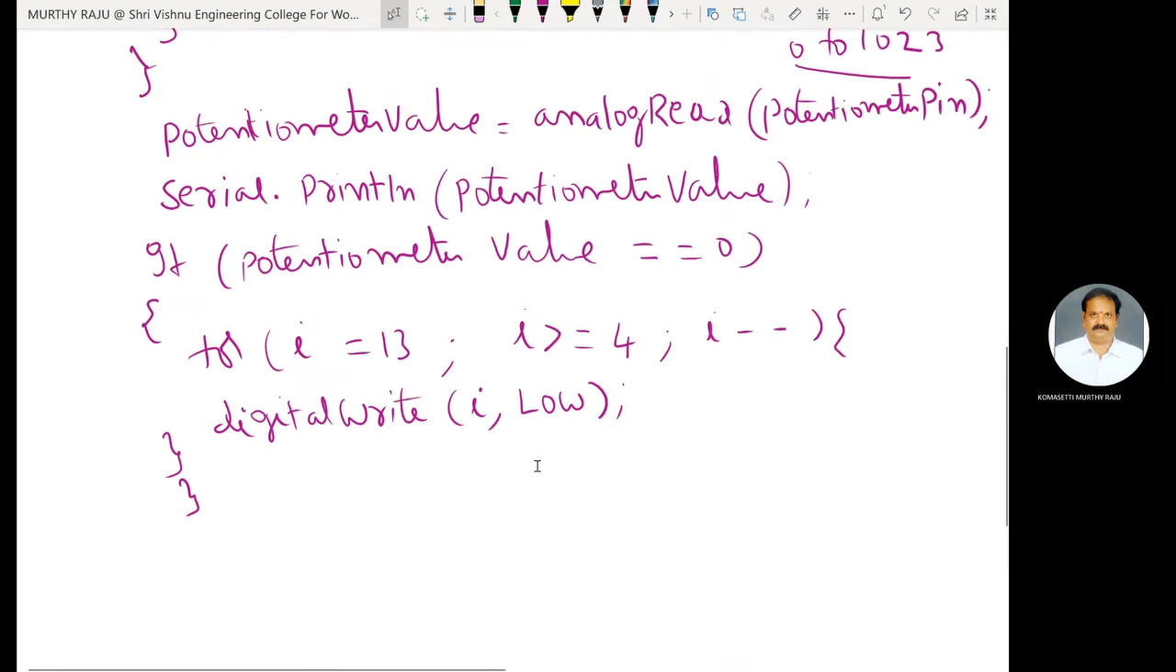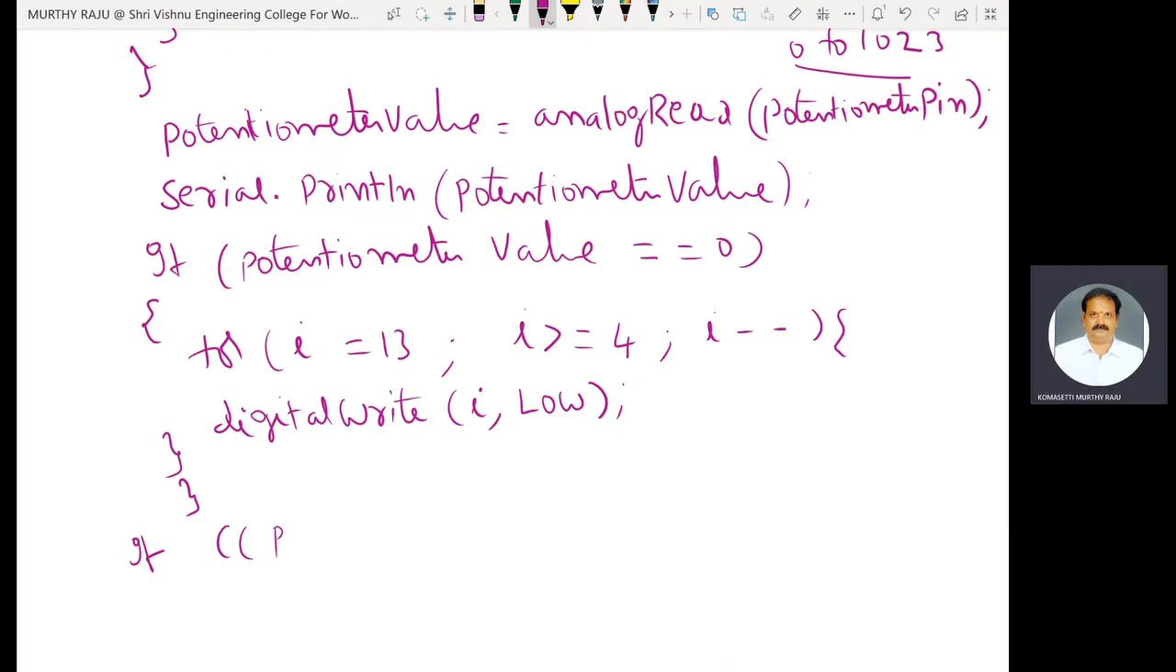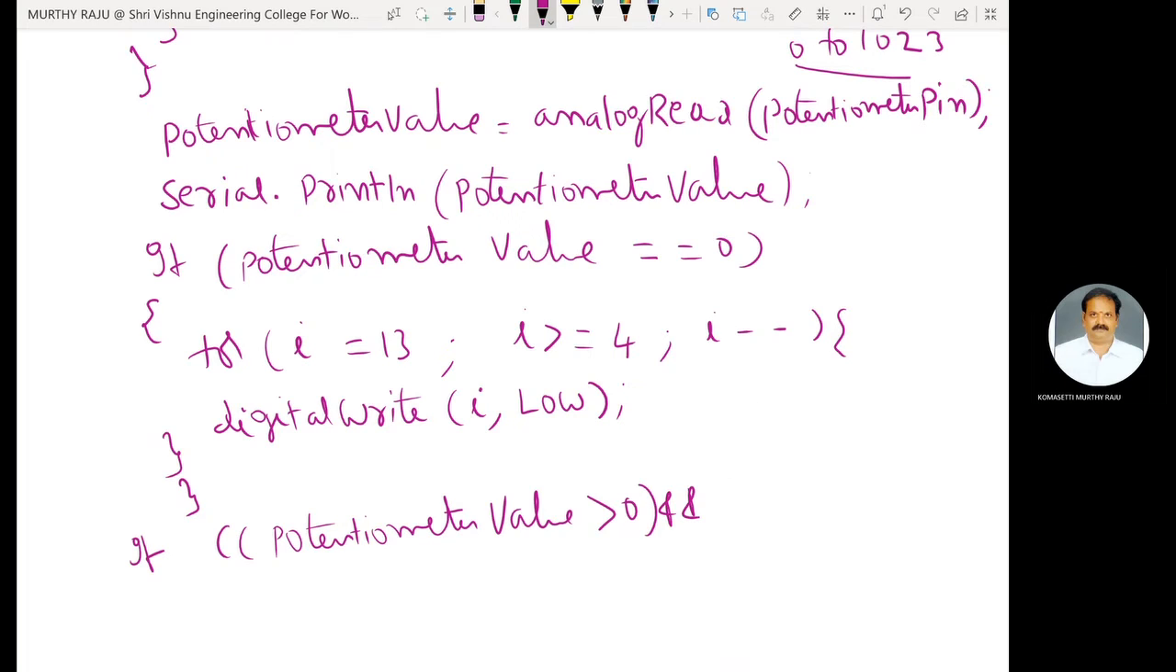Now, if the potentiometer value is chosen, then we have to assign something. Now, the second declaration is if potentiometer value, two brackets here, potentiometer value greater than 0. 0 is already completed. Greater than 0, and potentiometer value less than 103. Choose any value.